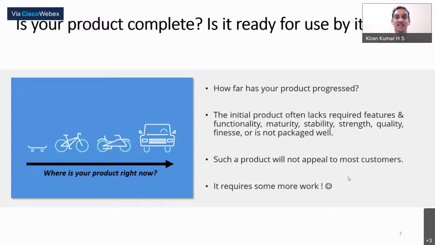Okay. The thing is, when you initially build your product, it will definitely not be ready. Maybe you thought you'll build a car, but there's no car yet. I'm just giving an example. So the thing is, the initial product lacks required features and functionality or capabilities. It may lack maturity, it may lack stability, it may not have sufficient strength or the quality or the polish or the finish. It is probably not packaged well. You have built just something basic. But if you just go and try to sell this product to customers, most of them may not like it.